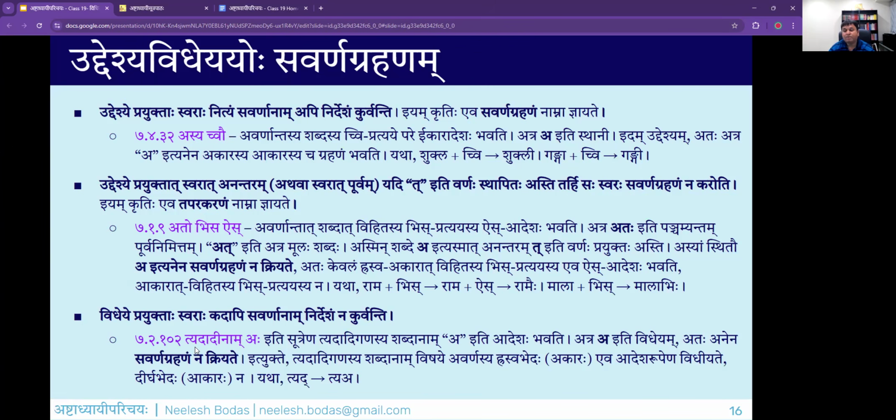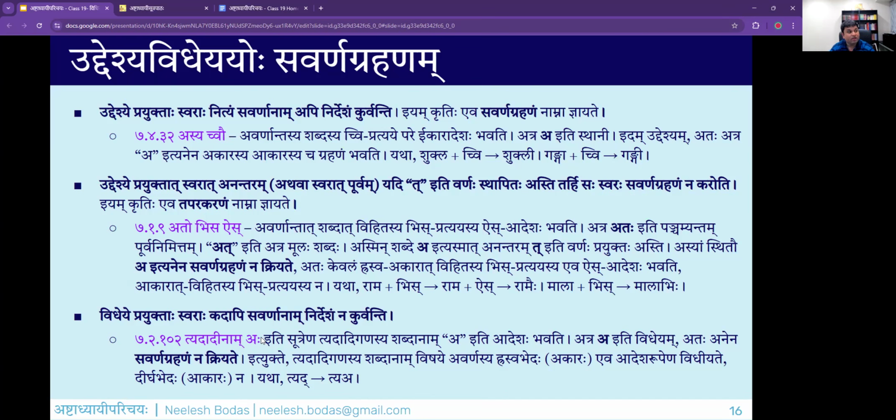So here is an example. Tyadadinam aha. Tyadadinam shashti. So sthani. So tyadadi ganasya shabdanam. Tyadadi is a group of words. Etesham shabdanam a iti adeshaha bhavati. A is the prathama, it is adesha. So tyadadi ganasya shabdanam a iti adeshaha bhavati. Now a is the vidheya. A vidheya never does a savarna grahanam.